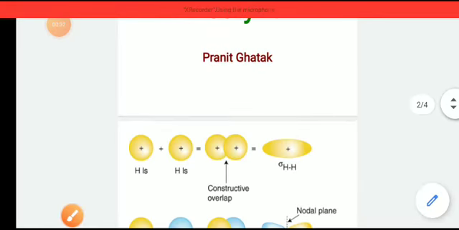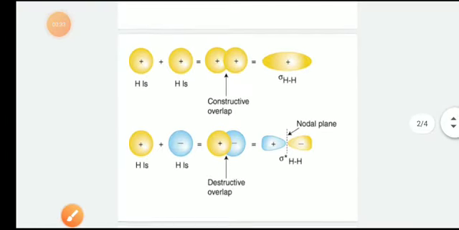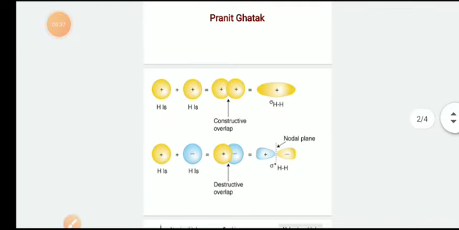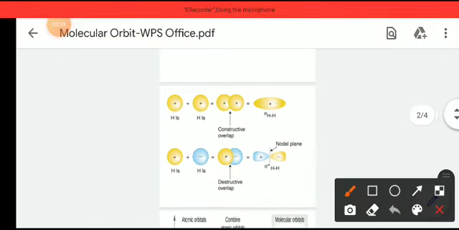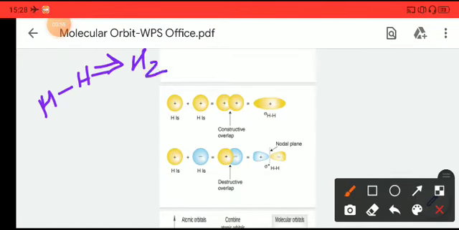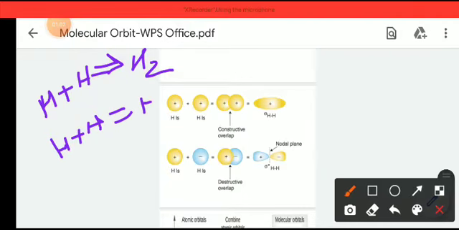So let's begin. Here we know that atoms are joined together to form a molecule. Suppose we take a diatomic molecule, in the case of H2, where one hydrogen atom combines with another hydrogen atom to form an H2 molecule. So this H2 will be a molecule.